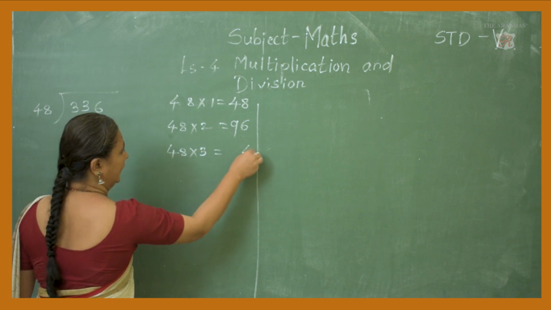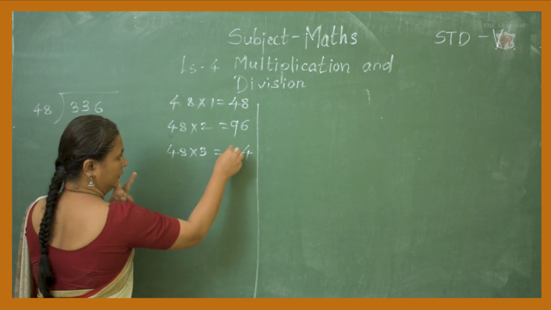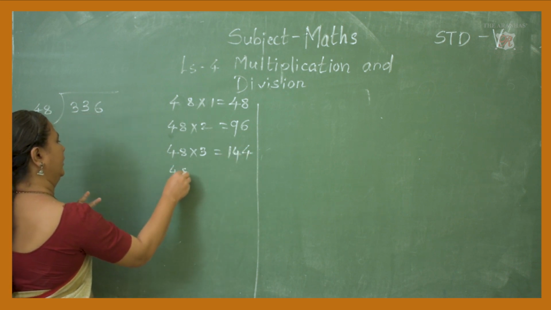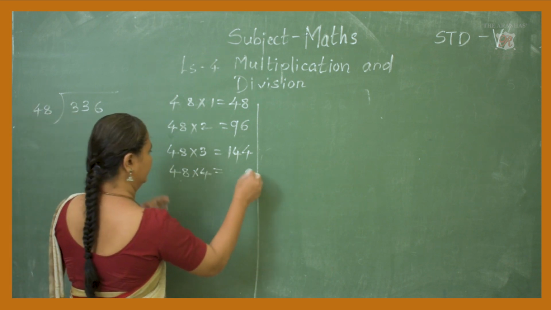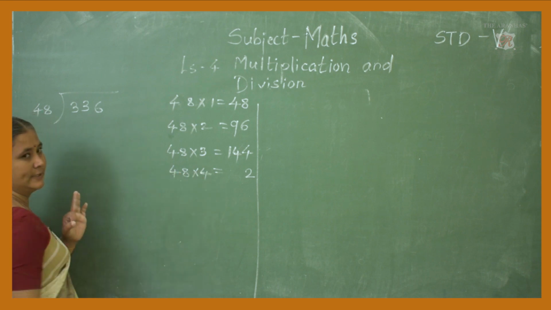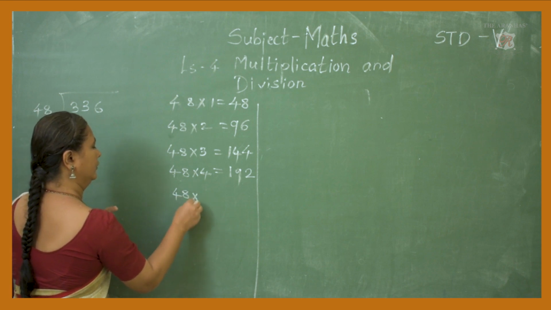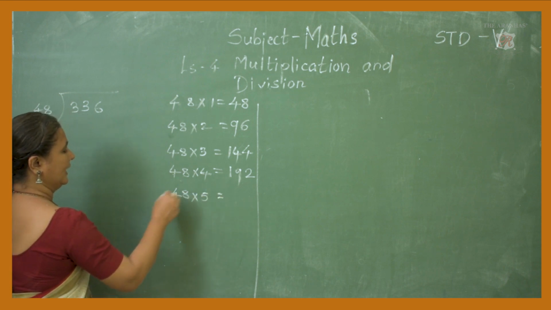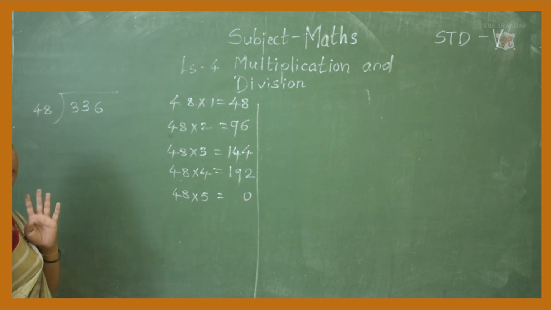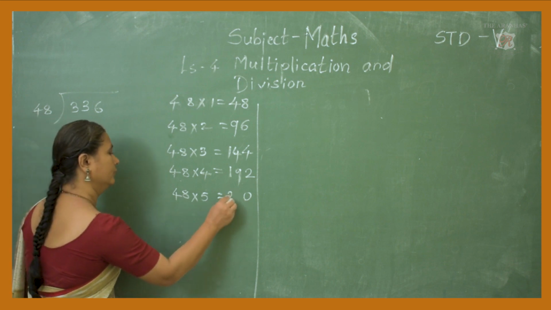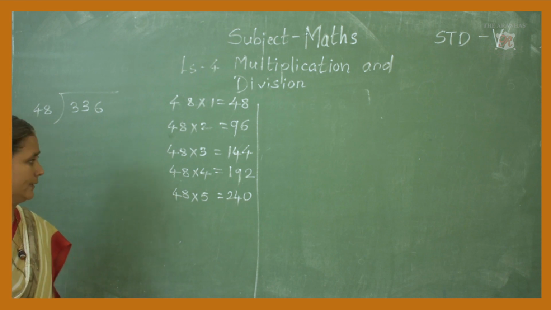3 eights are 24. 4 carry. 3 fours are 12. 12 plus 2, 14, 144. 48 into 4. 4 eights are 32. 3 carry. 4 fours are 16. 17, 18, 19. 48 by 5. 5 eights are 40. 5 fours are 20. 20 plus 4, 24, means 240 answer.